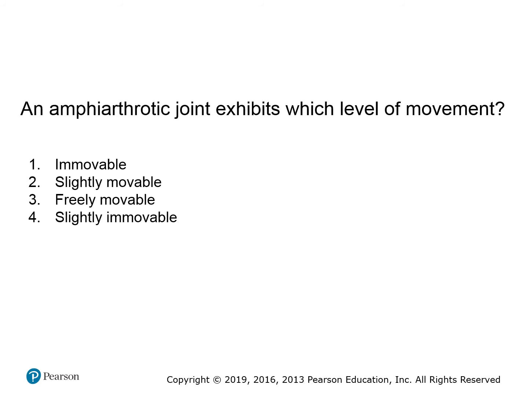Here's another one. An amphiarthrotic joint exhibits which level of movement? Is it number 1, immovable, number 2, slightly movable, number 3, freely movable, or number 4, slightly immovable? I know this was kind of weirdly worded, but the answer I was looking for was slightly movable. The difference between number 2 and number 4 is the emphasis on movable versus immovable.